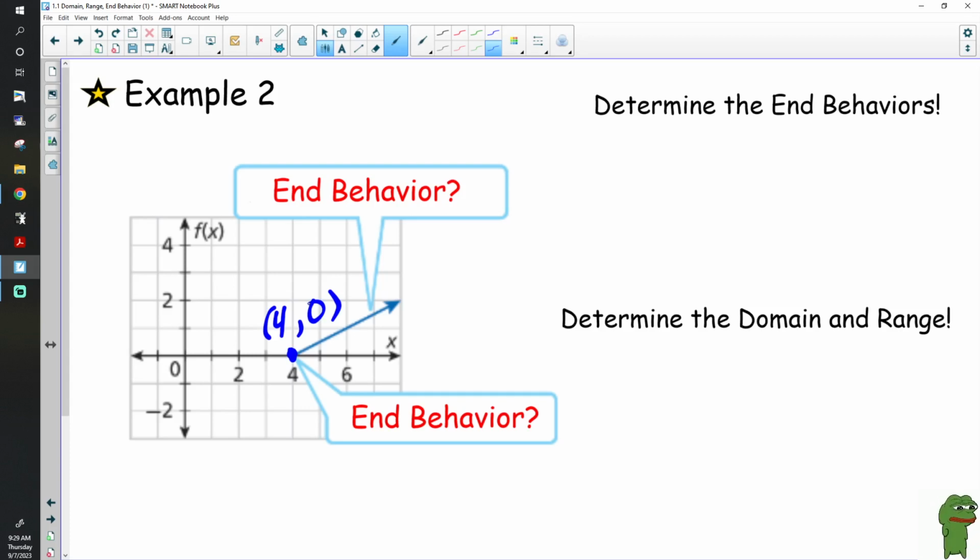Okay, so this graph isn't actually approaching anything, is it? Where is it at the start? X equals 4, and what's the function equal? X equals 4, and the function equals 0. Remember, the first number is your x value. The second number is your function value, f of x or y. That's actually the same thing. If you ever hear me say f of x, it's the same thing as me saying y.